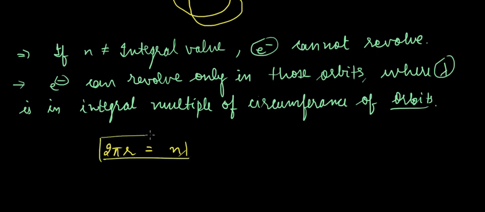Okay, so this is the circumference of the orbit with radius r, and only integral multiples of lambda can be there for an electron to revolve in those orbits. Okay, so this is as per De Broglie.